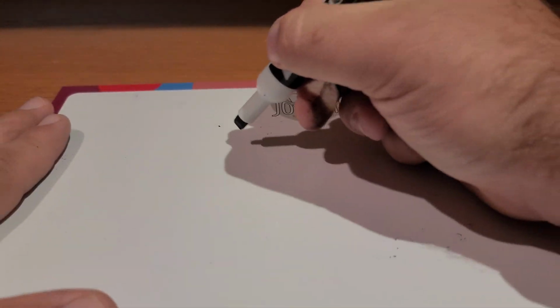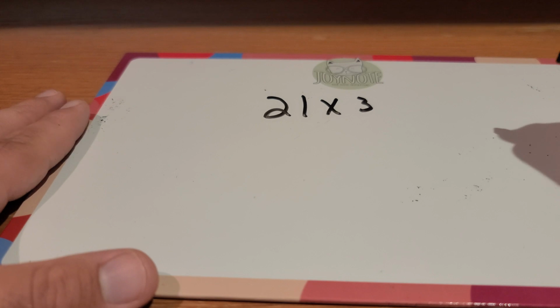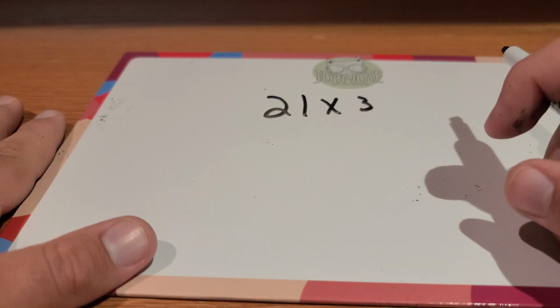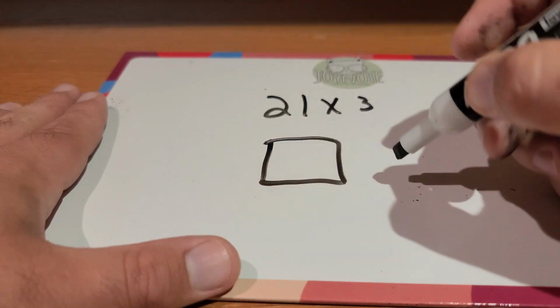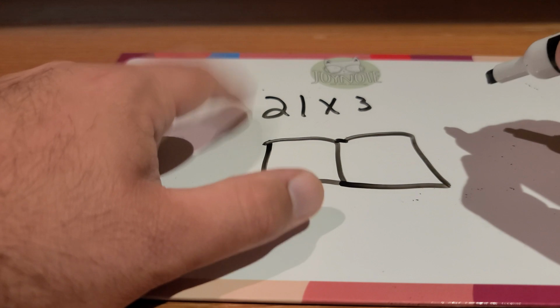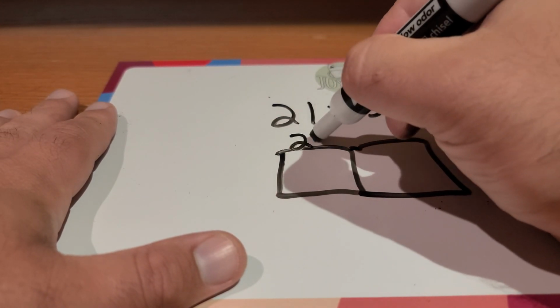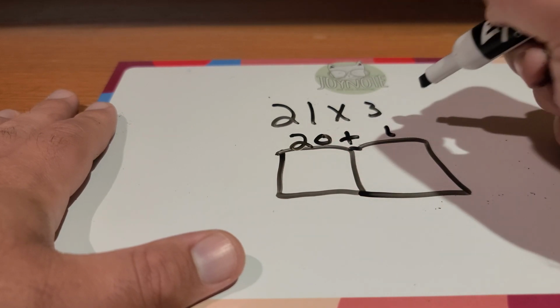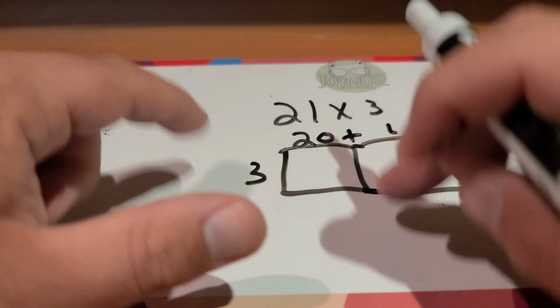Let's do 21 times 3. Again, we have 2 place values. We have a 10 and a 1, so we're going to draw 2 boxes. 1, 2. We then put it into expanded form. So 20 plus 1. And now we're multiplying by 3.